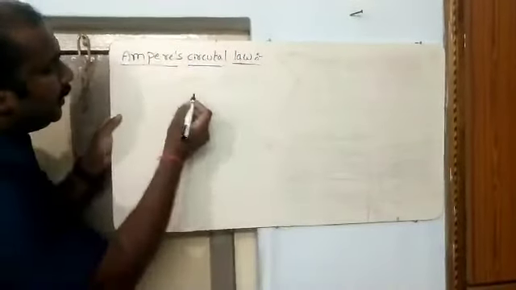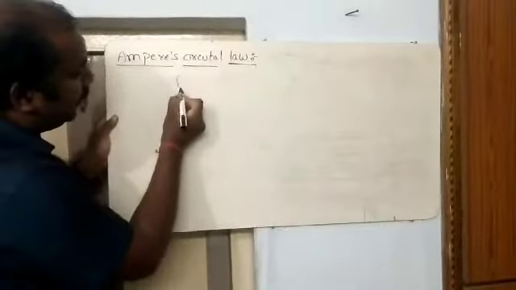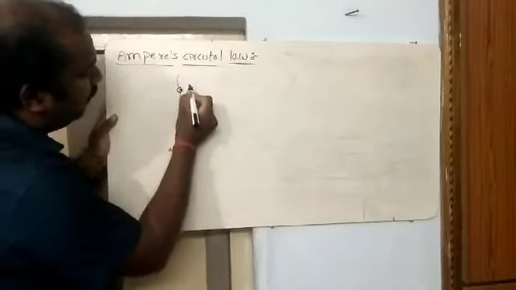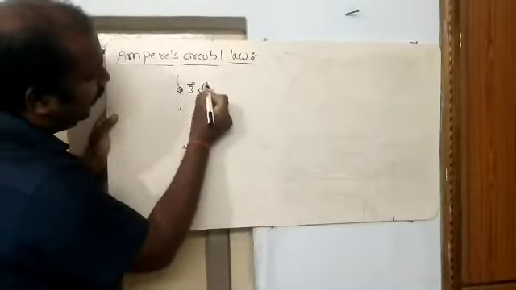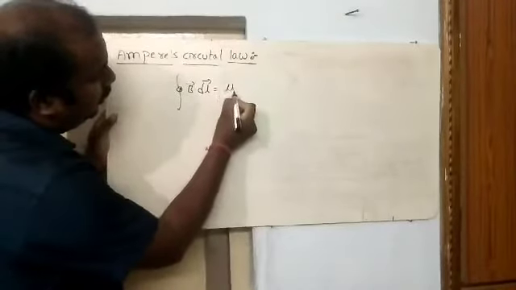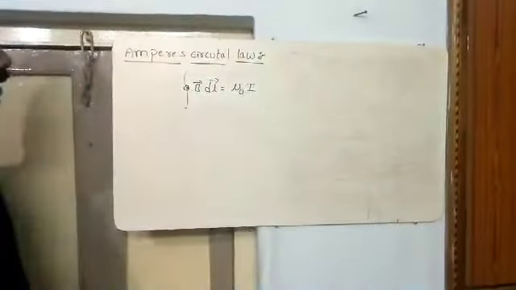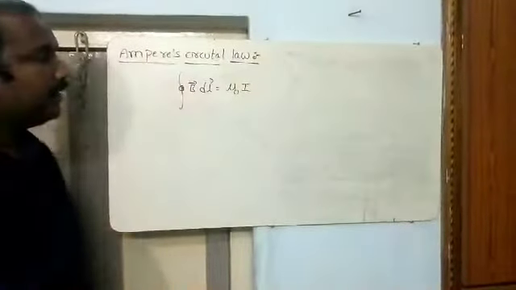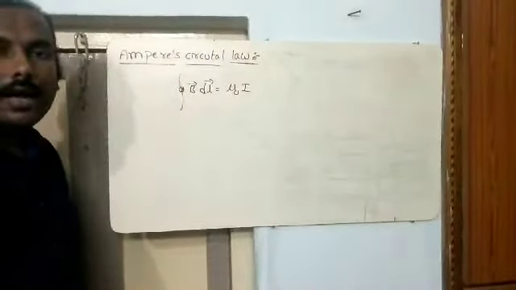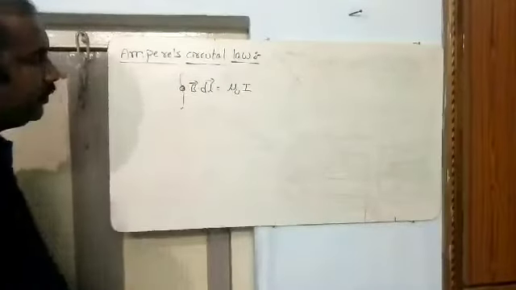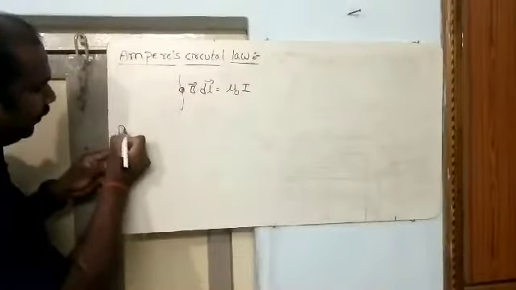Mathematically it is represented by integral B bar dot dl bar is equal to mu naught times net current passing through the surface. It is given as integral B bar dot dl bar is equal to mu naught I, mu naught times net current. So first we see the proof.